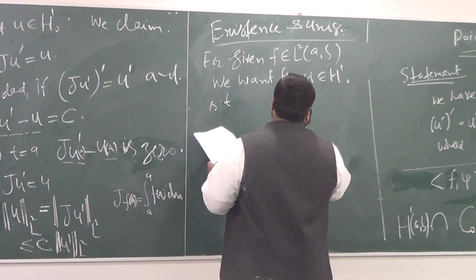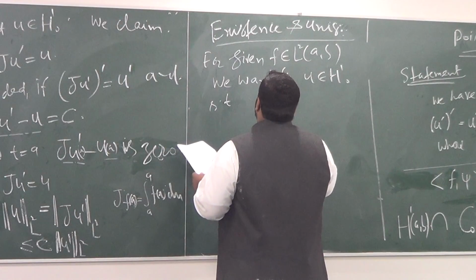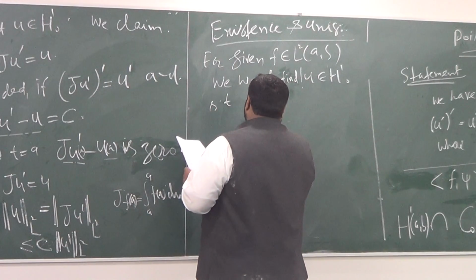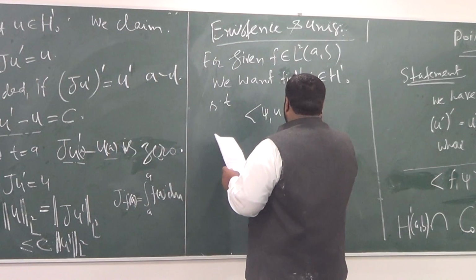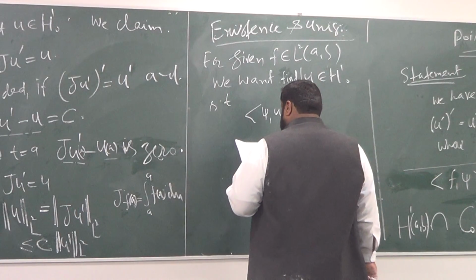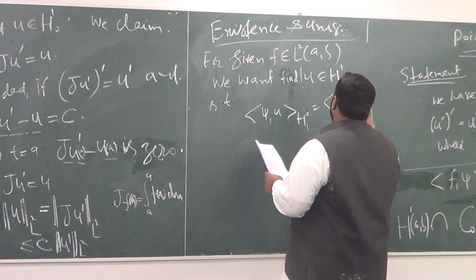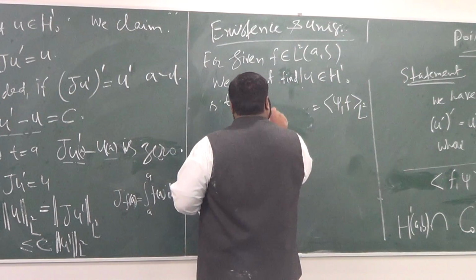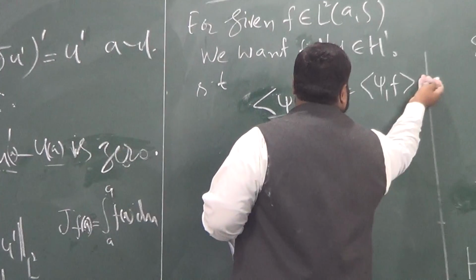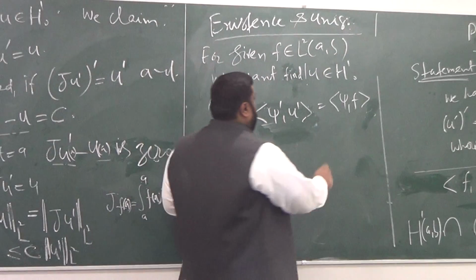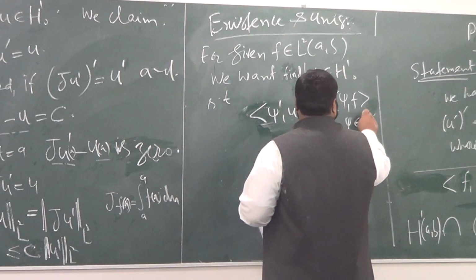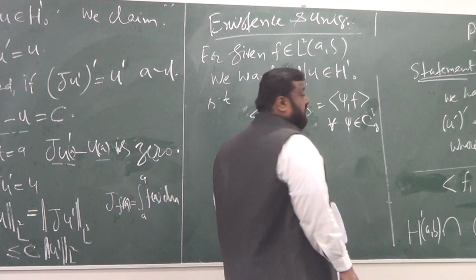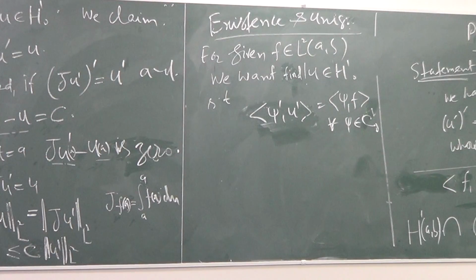We want to find a unique U in H1 naught such that psi U in H1 naught is equal to psi F in L2. In other words, such that the inner product of psi prime and U prime in L2 is equal to the inner product of psi and F, for all psi in C1 naught. So these are the test functions.